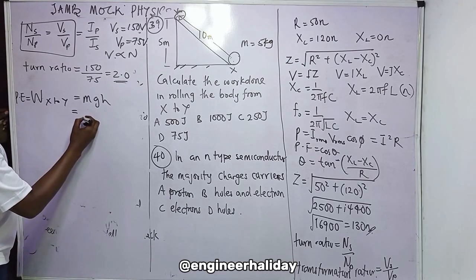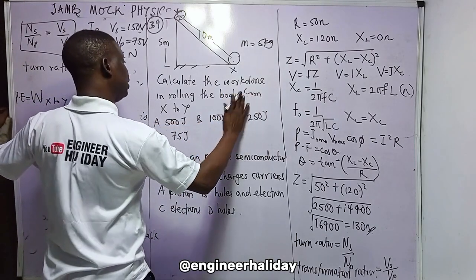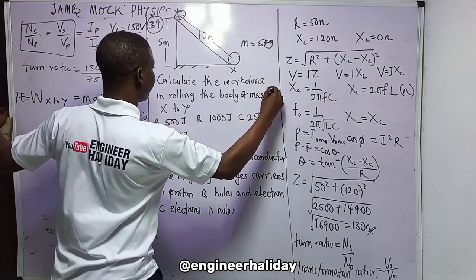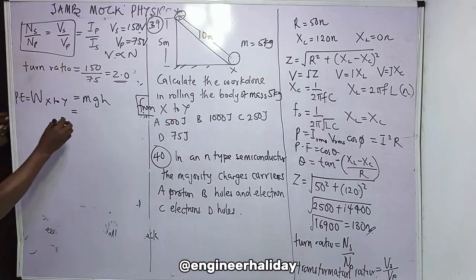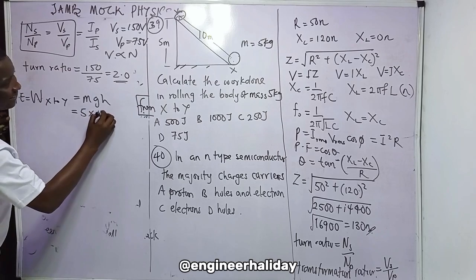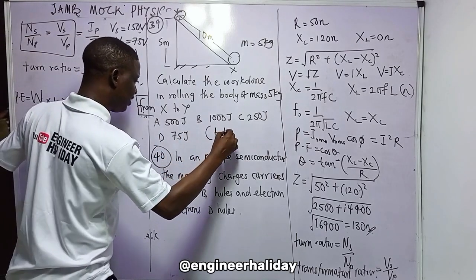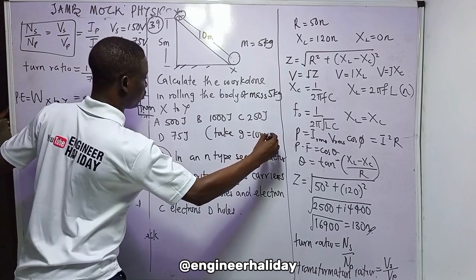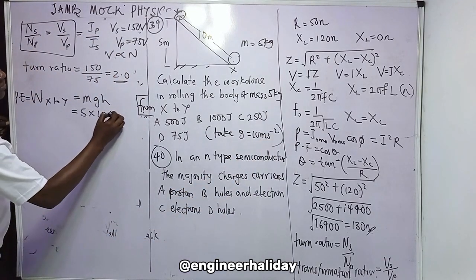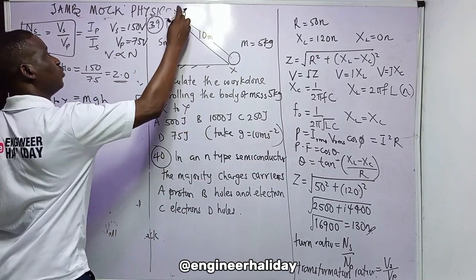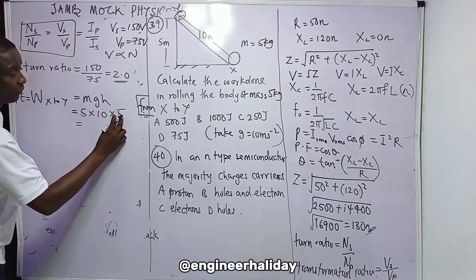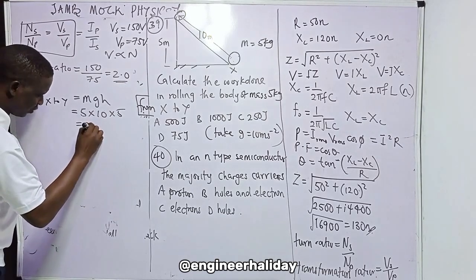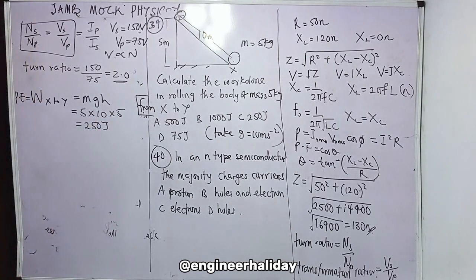So calculate the work done in rolling the body of mass 5 kg from X to Y. So that means 5 times what? 10. They say take g as 10 meters per second squared. So that means 10 times what? What is the height when you roll it from here to this Y? The height from here is 5. So we are going to have 5 times 5 is 25, times 10 is 250 joules.